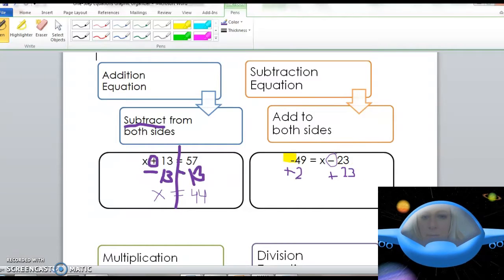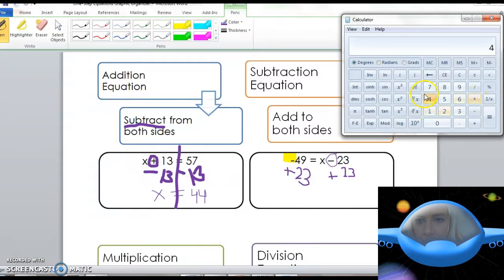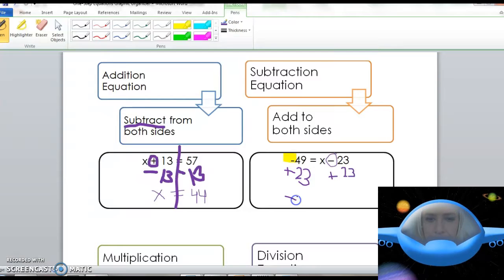Alright. So, I'm adding 23 to both sides. I'm going to use my calculator to double check. Negative 49 plus 23, which is negative 26, which is equal.